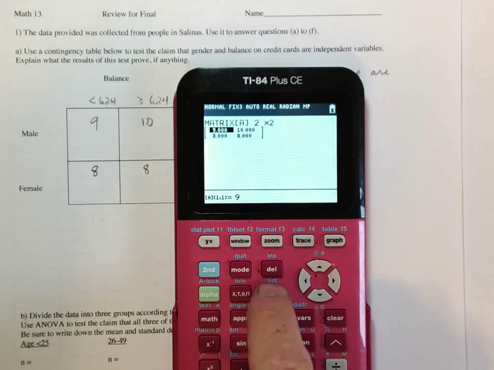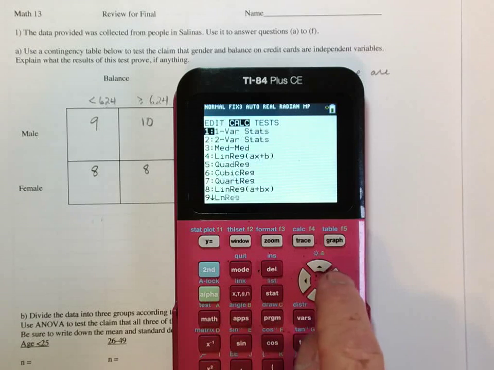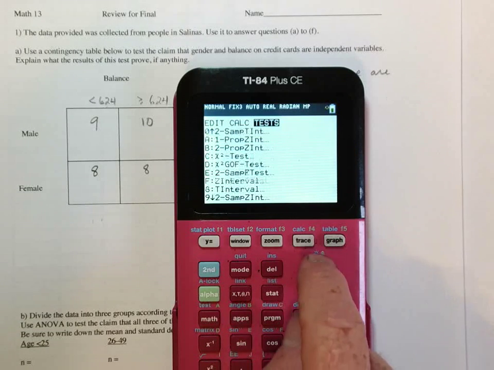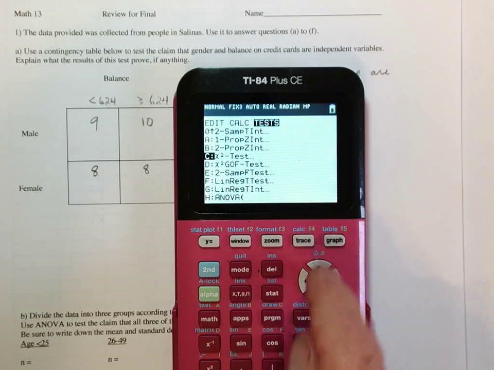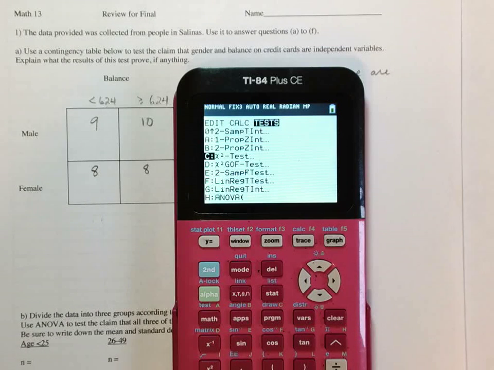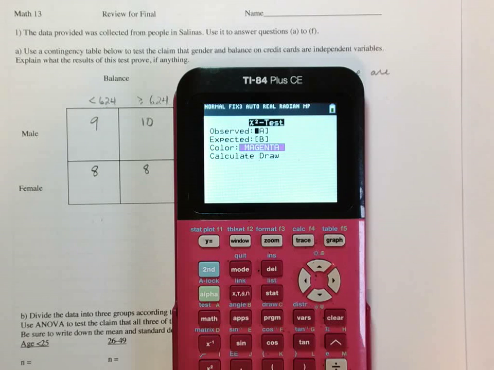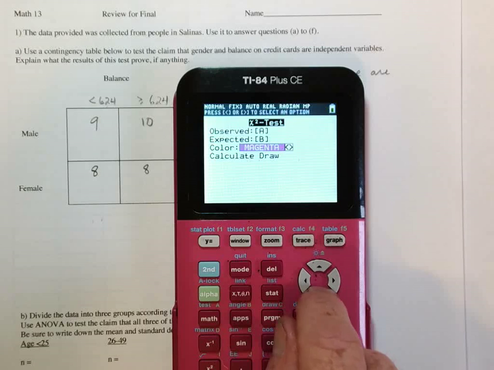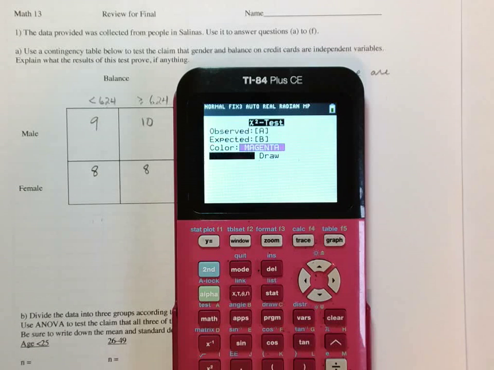Next, go to the chi-squared test. So stat, tests, and then chi-squared, the one that just says chi-squared test. Next, it's going to say matrix A and matrix B, which you should just leave alone. That's the default that should already be set in the calculator. And then go to calculate. It's going to tell us the test statistic and degrees of freedom.